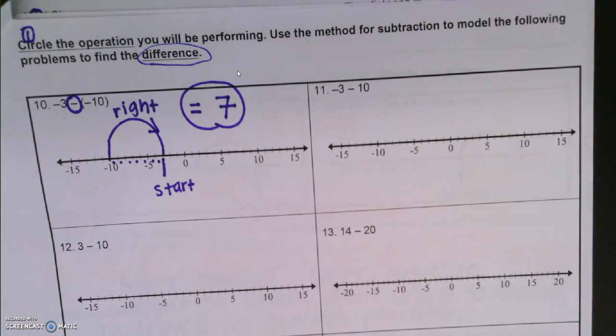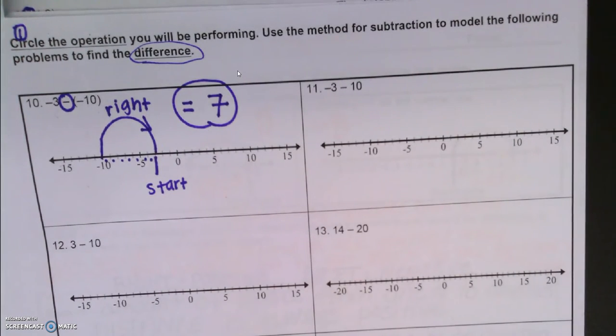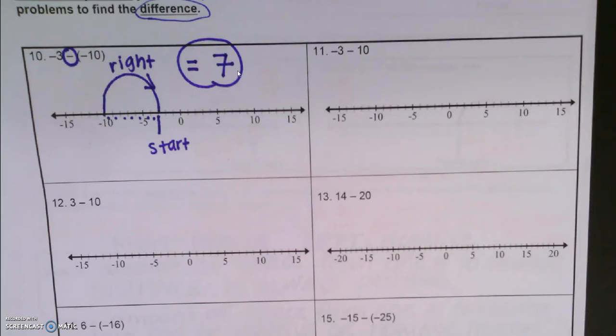Awesome, it equals 7. I would like you to finish 11, 12, 13, 14, and 15 with your group. I'm going to give you 4 minutes. Please pause the video for 4 minutes while students finish through 15.